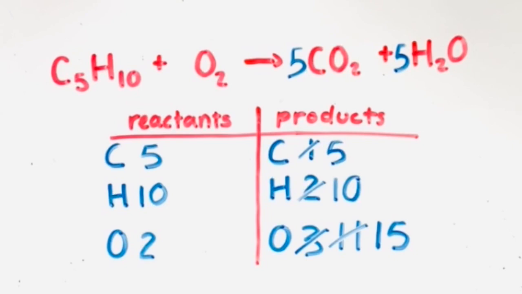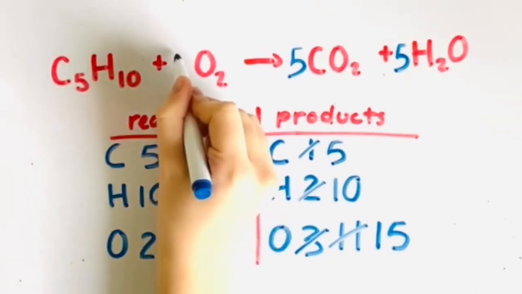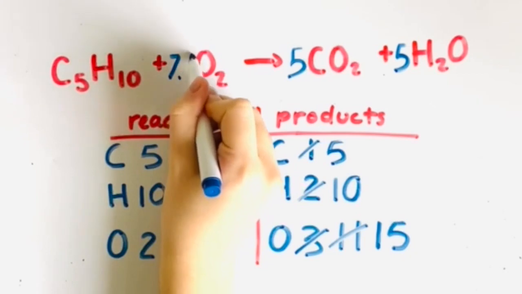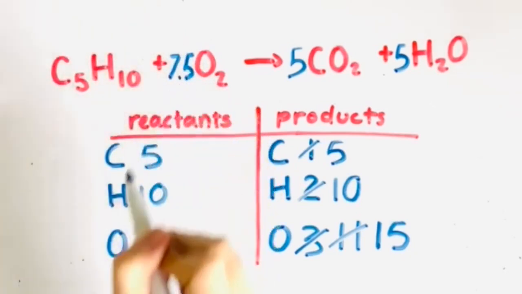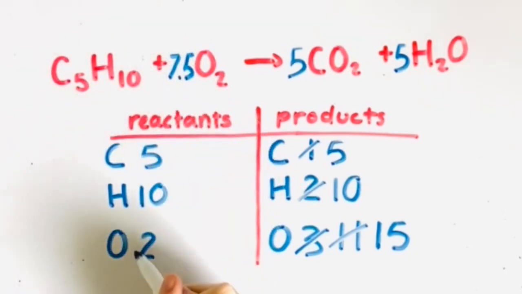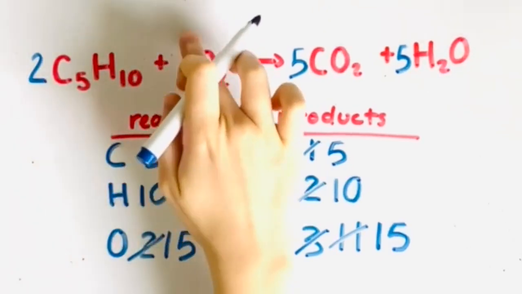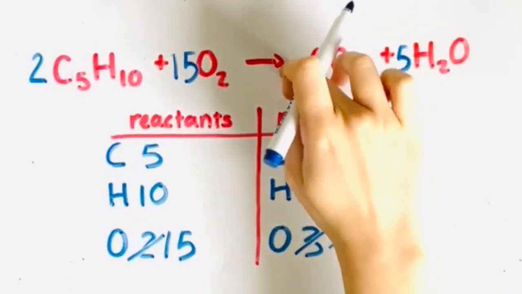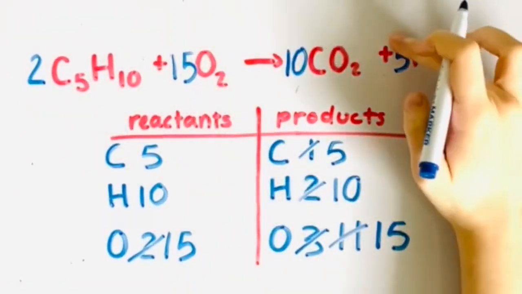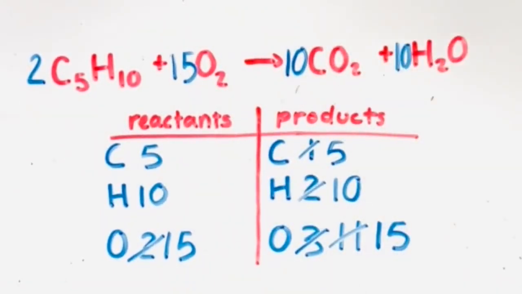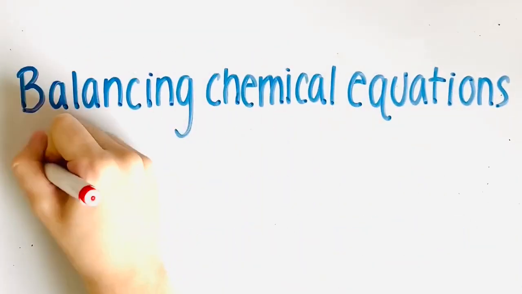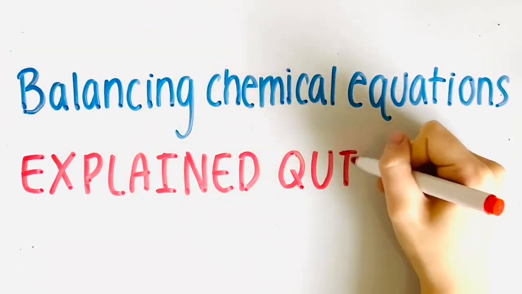For now, write 15 over 2 or 7.5 in front of the oxygen atom. We cannot have fractions or decimals as our coefficients, so we must multiply 7.5 times 2 to give us a whole number. We cannot just multiply one coefficient in the equation, so we have to multiply them all by 2. The 1 in front of the C5H10 becomes 2, the 7.5 in front of the O2 becomes 15, the 5 in front of the CO2 becomes 10, and the 5 in front of the H2O becomes 10. That gives us our final balanced equation. And that's balancing chemical equations explained quickly.